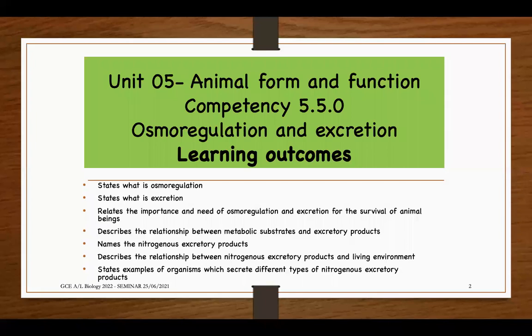They want you to state what is osmoregulation, and you have to define osmoregulation and excretion, then relate the importance and need of osmoregulation and excretion for survival of animals. Describe the relationship between metabolic substrates and excretory products. Name the nitrogenous excretory products. Describe the relationship between nitrogenous excretory products and the living environment. And state examples of organisms which secrete different types of nitrogenous excretory products. So in the first part of the lesson, these are what they are expecting you to know.